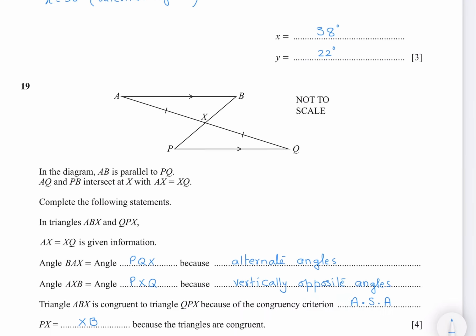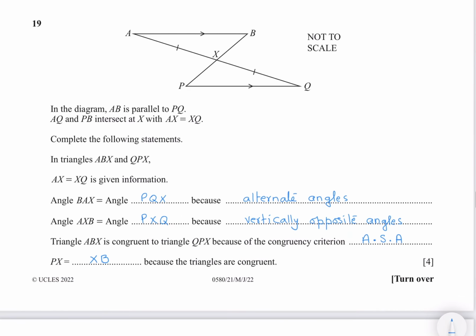Question number 19. In the diagram, AB is parallel to PQ, AQ and PB intersect at X with AX equal to XQ. Complete the following statement. In triangles ABX and QPX.